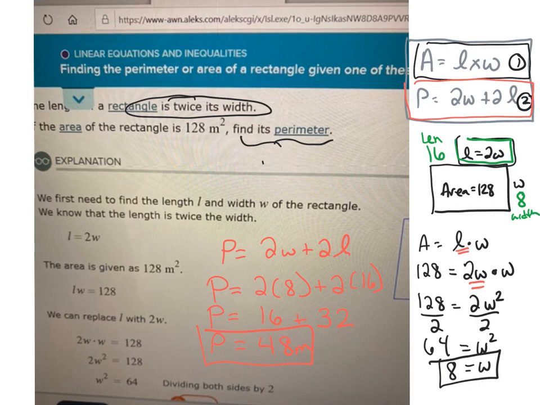So again, if it gives you information about the perimeter, you might start with the perimeter and finish with the area. It just depends.